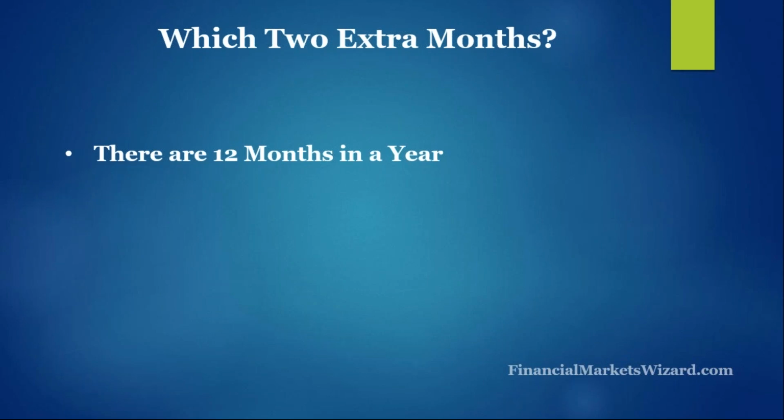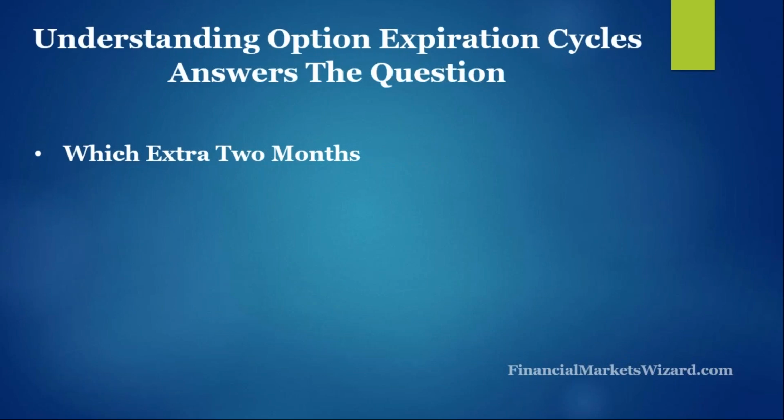There are 12 months in a year. So if we are in the month of September, then September and October are listed, then the 2 extra months listed, are they November and December, or December and January, or January and February? You would notice sometimes you will see September, October, November, and then maybe January, but then you will see September, October, and then November is not listed, December is listed. So what is going on? Understanding option expiration cycle answers the question, which extra 2 months?